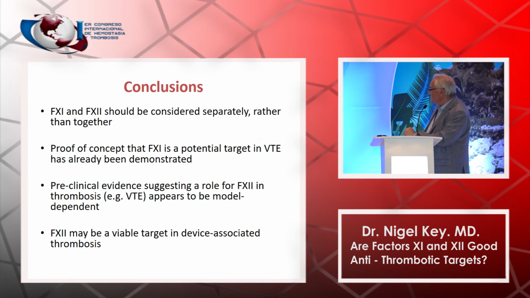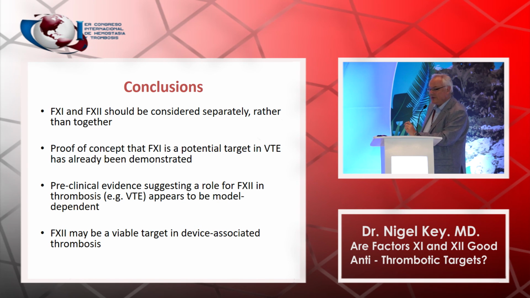So I'll just finish with this slide that, in my opinion, one of the weaknesses of the literature is that factor 11 and factor 12, as in my title, are often considered together, whereas really they should be considered separately. It's very clear that factor 11 has a role in hemostasis, that it's different from factor 12 in many ways. So I think we already have at least proof of concept from the antisense oligonucleotide study that factor 11 could be a potential target in venous thrombosis. Again, we'll have to see what comes next.